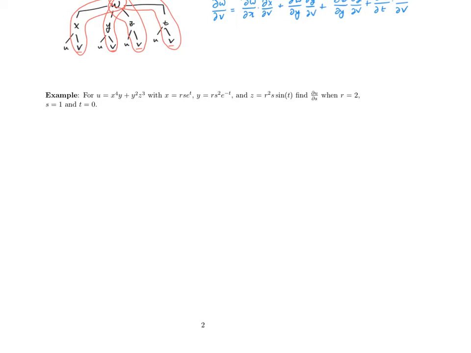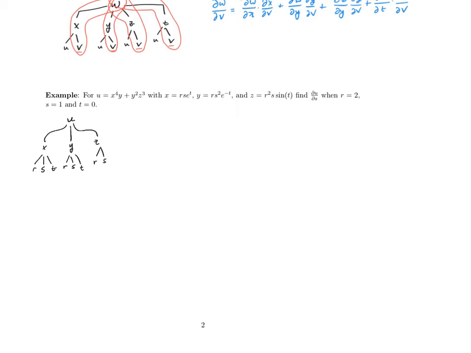So similar to the previous example, I'm going to go ahead and just write down the chain rule. And I'm going to do so first by drawing a tree diagram. We have u depends upon x, y, and z, and each of the x, y, and z depend upon r, s, and t.